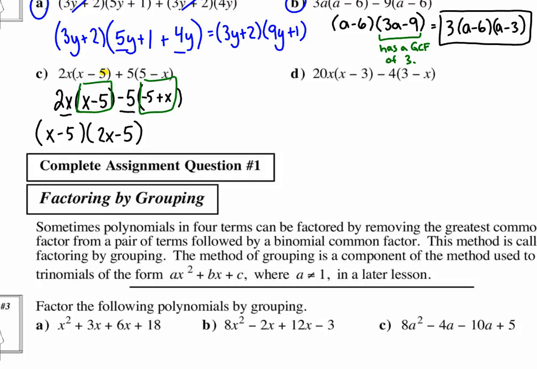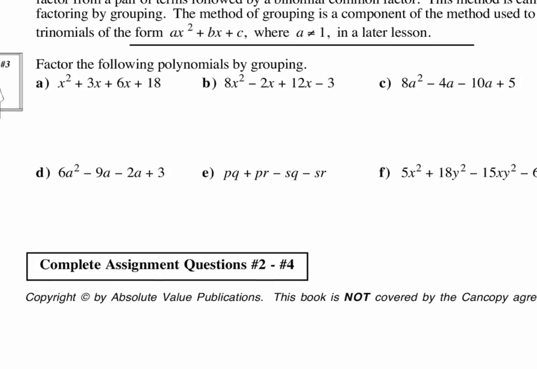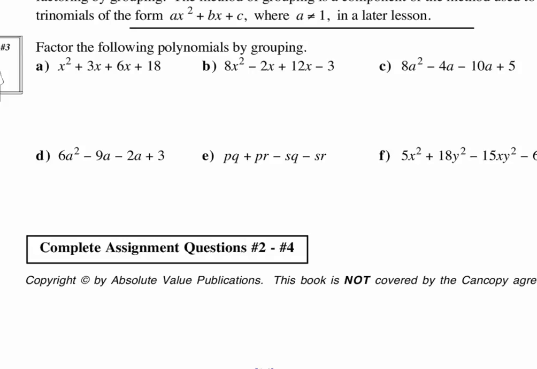Okay, let's move on to example 3. This is it. Then we're done for today after this part. Okay?